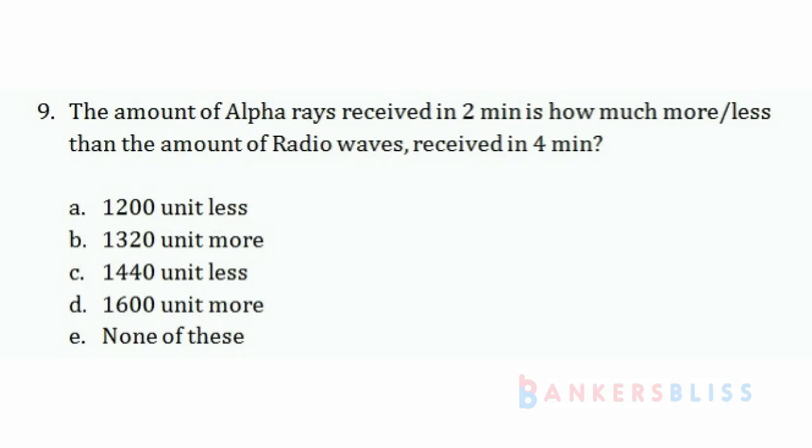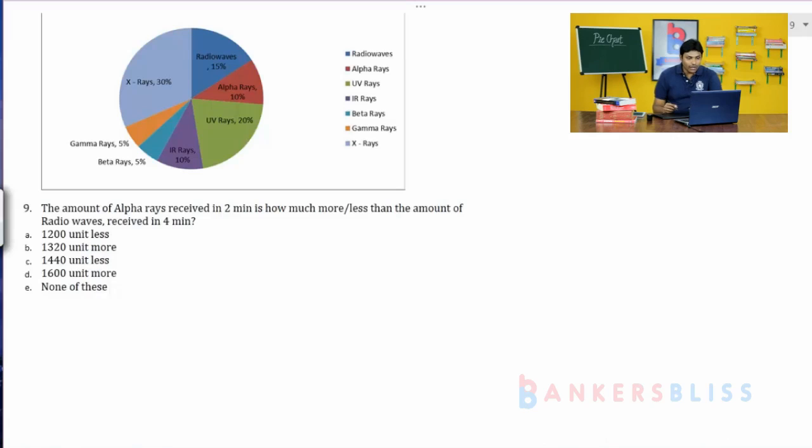Problem number 9. The amount of alpha rays received in 2 minutes is how much more or less than the amount of radio waves received in 4 minutes? Alpha rays per minute, you are receiving 10%. So in 2 minutes, 20%. Next, radio waves per minute you can receive 15%. For 4 minutes, 15 into 4, 60%.